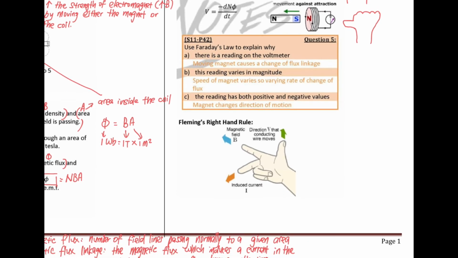Fleming's right hand rule. Again, same posture, and it's still FBI. The F is the force or the direction of motion. B is the magnet, pointing out from north, and then the current. So similar.